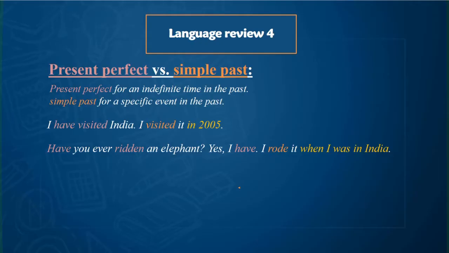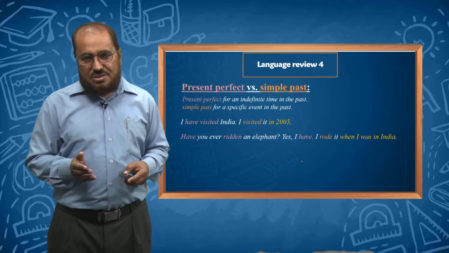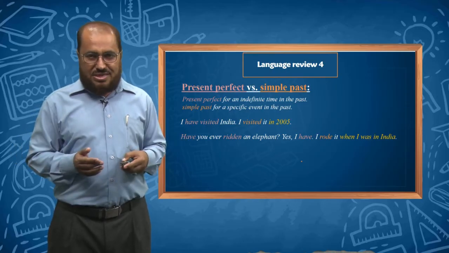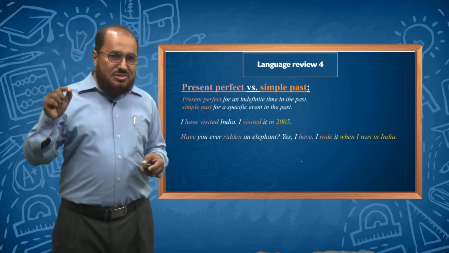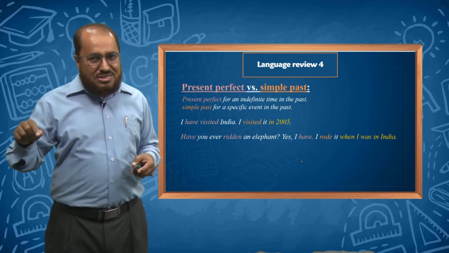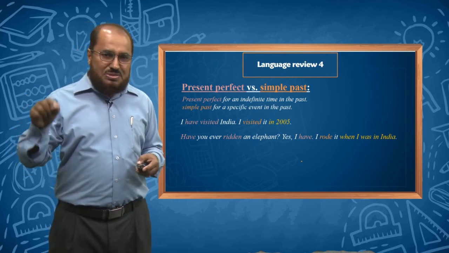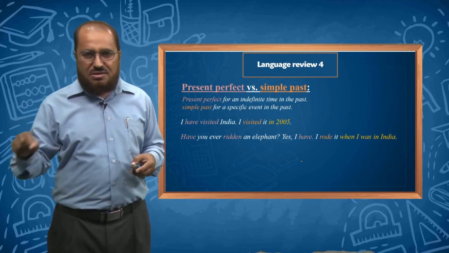Have you ever ridden an elephant in your life? Present perfect must be used to express this. Yes, I have. Okay? But to tell me when exactly you rode it, you have to tell me a specific time or a state that tells the past.